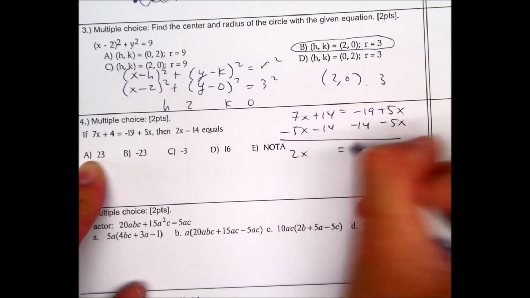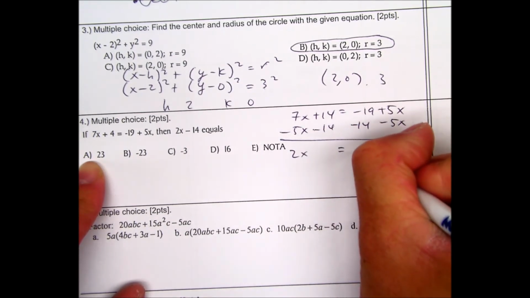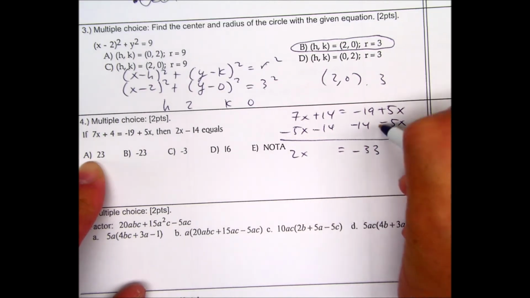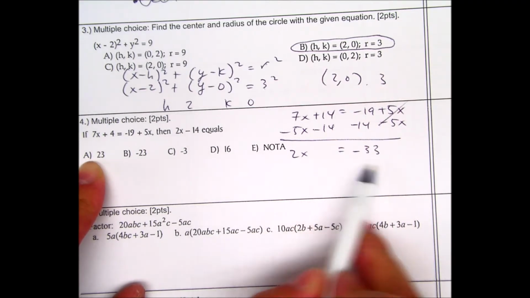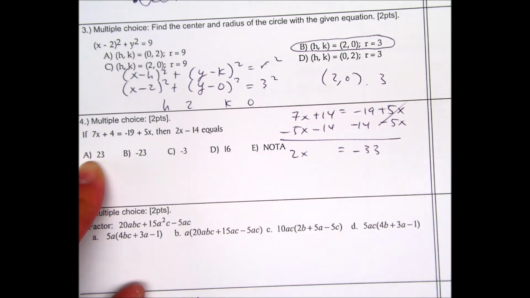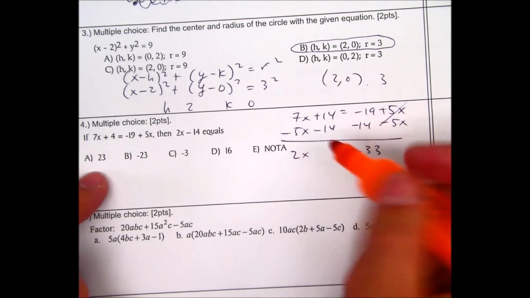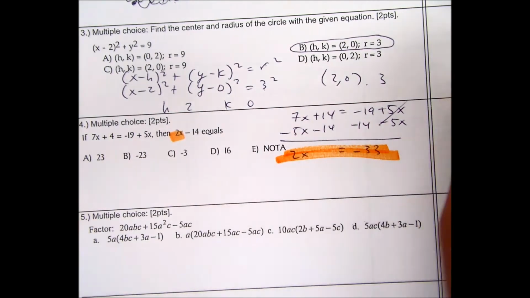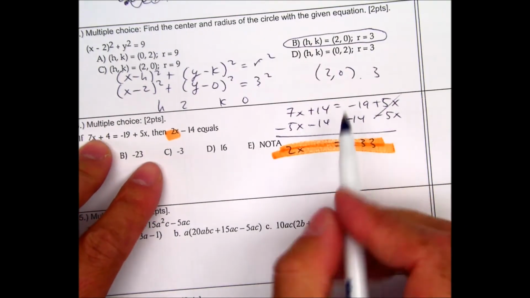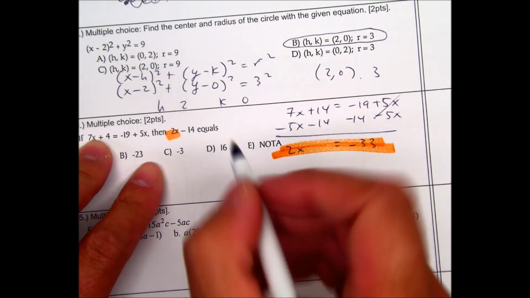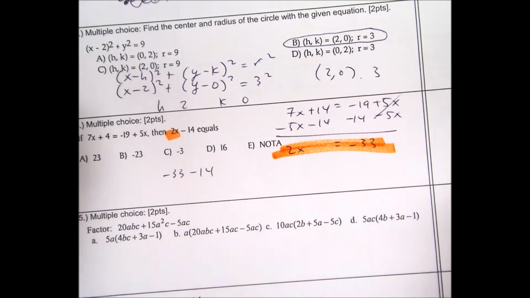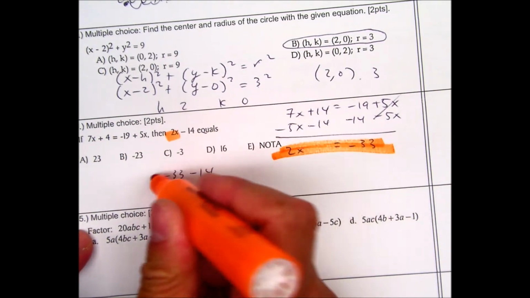I have 2x equals -33. Now here I have something interesting. I have 2x equals -33. So I can actually take that and just substitute it here. I don't have to actually solve for x, you can, it's just going to be more complicated. So I'm going to have -33 minus 14. There's my substitution. Every time I see 2x, I'm going to write -33.